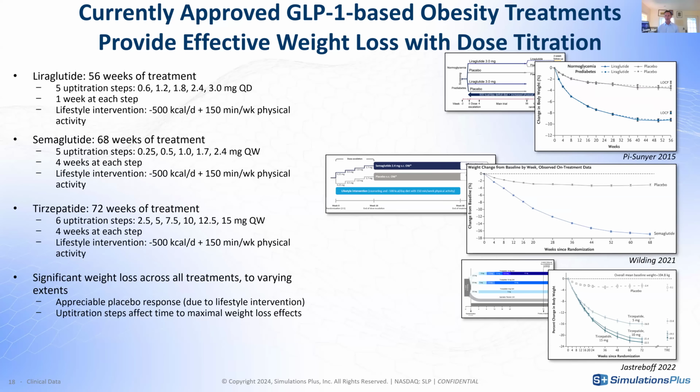Another important aspect of these trials, important to us, at least as far as simulation goes, is that all patients are counseled on a lifestyle intervention. You can see that they're counseled to reduce their caloric intake by about 500 calories a day, as well as to implement an exercise program. And so, it should be clear to the eye that there is some appreciable weight loss in the placebo group as well. And of course, we have to take that into consideration in our simulations as well.